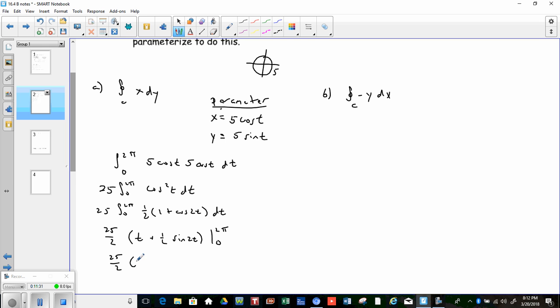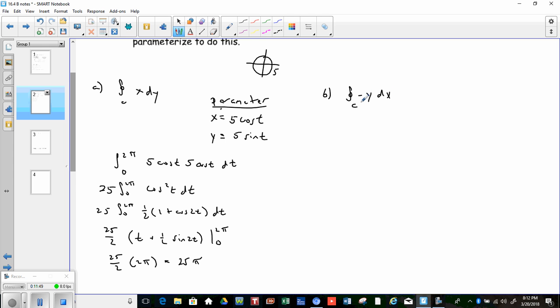Plugging in 2 pi, we get 2 pi. Plugging in 2 pi here, we get sine of 4 pi. That's 0. Plugging in 0 for both of these, sine of 0 is 0. So we get nothing there. So the 2's cancel out, and we get 25 pi, which is exactly what we were supposed to get.